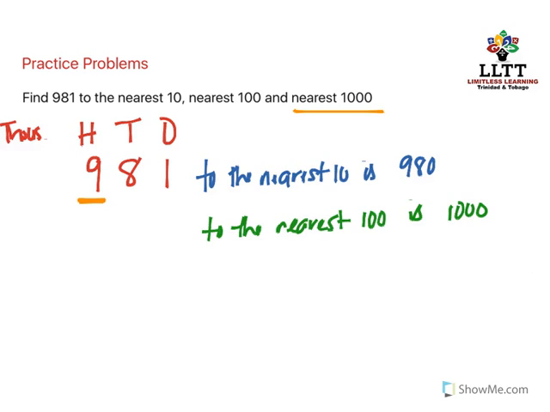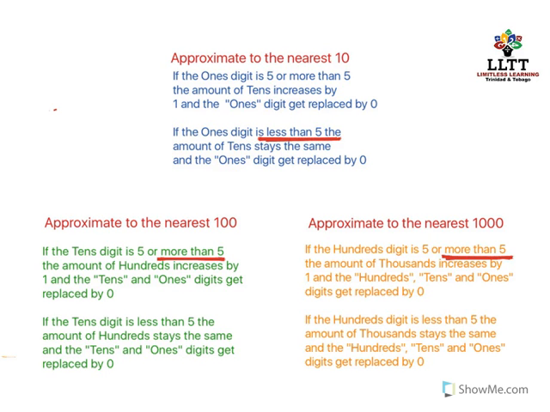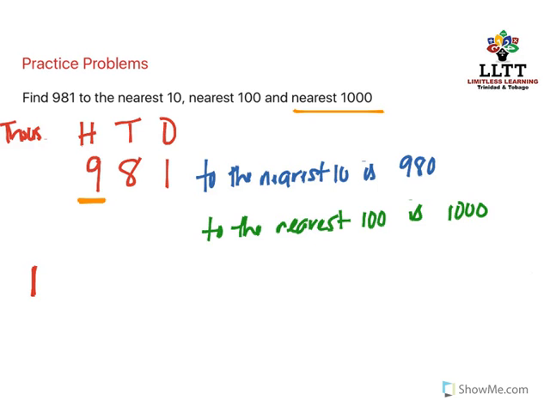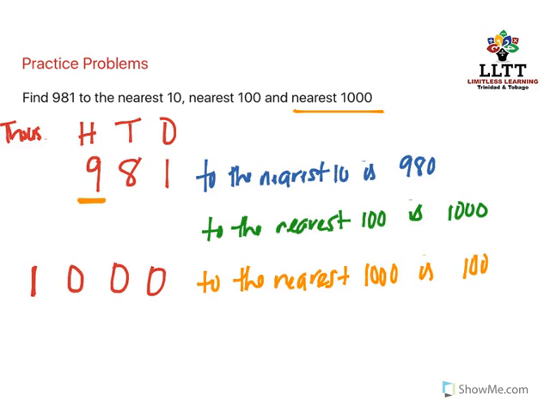So we're going to add 1 to the number of thousands. The number of thousands that we currently have is none. So none, which is 0, plus 1 is going to give me 1. And then I replace my hundreds, tens, and ones with 0. So my hundreds, I replace with 0. My tens, I replace with 0. And my ones, I replace with 0. So 981 to the nearest 1,000 is 1,000.